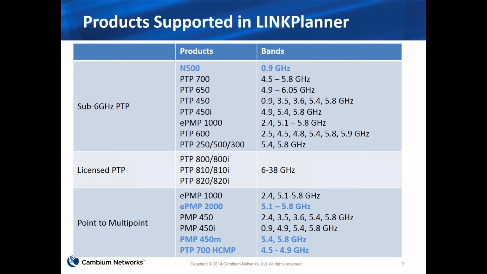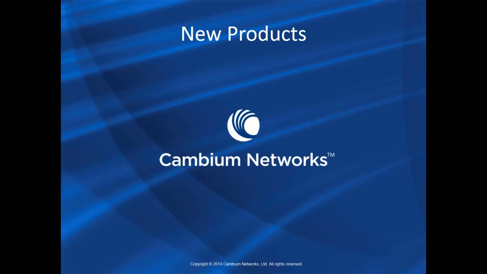You'll see in there that we've still got the PTP 250, 500, 300, and the 600. Although those products have now been discontinued, they're still in LINKPlanner for those of you who have existing networks on those products. So let's move along now to the new products.